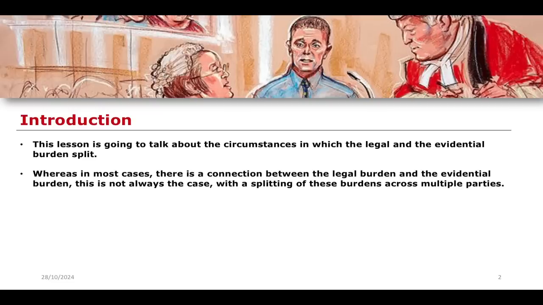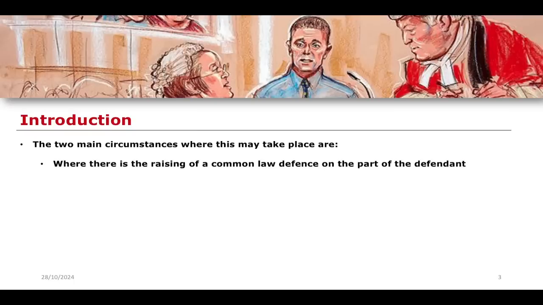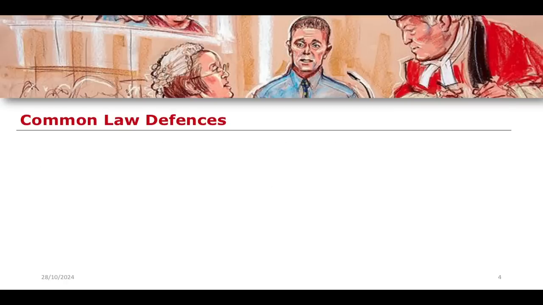Whereas in most cases there is a connection between the legal burden on the one hand and the evidential burden on the other, this is not always the case with the splitting of these burdens across multiple parties. So, what are the circumstances in which a defendant might have an evidential burden in a criminal case? Well, the two circumstances are the following. Firstly, where there is a raising of a common law defence on the part of the defendant. Secondly, where there are statutory defences that are raised as well. Let's begin with these.